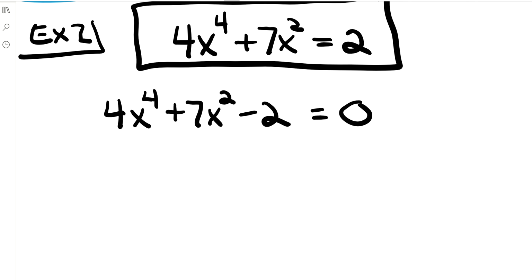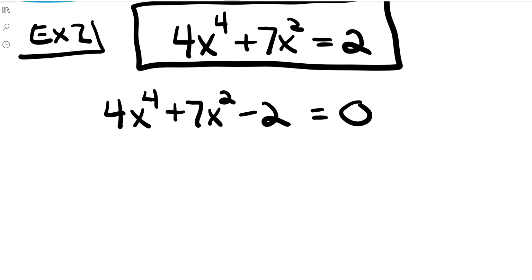Let me slow down for a moment. Remember that the power, that exponent, tells me how many answers I'm going to have to the problem. And it's saying I could have up to 4 answers for this problem. That being said, I'm not real comfortable using x to the 4th, so I'm going to substitute here.